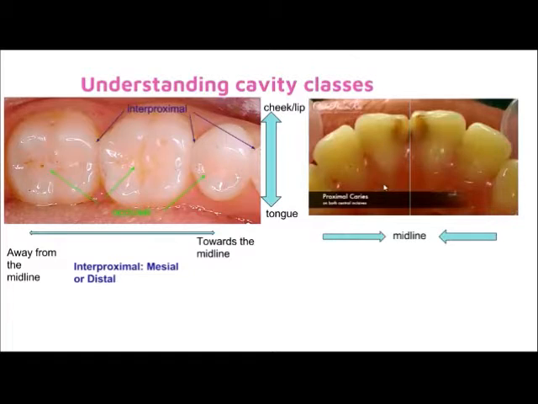We can do the same with this picture here of the front teeth. This patient has cavities in between their two front teeth. So this is a mesial incisal lingual facial cavity, and so I will call it an MILF.